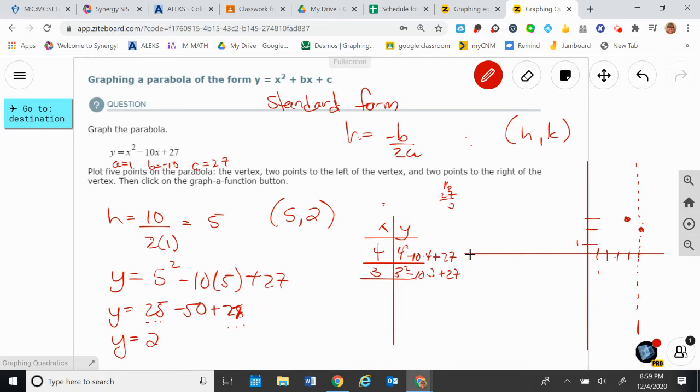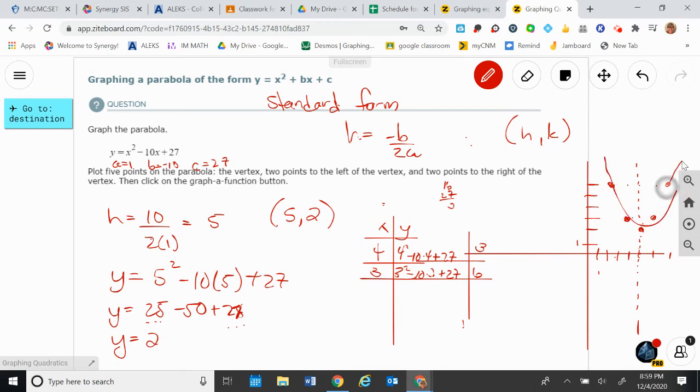So now 3 squared is 9. 9 plus 27 is 36. And 10 times 3 is 30. So it's going to be 6. So that's 3, 6. Okay, and then you can just reflect it. This is 2 away. So there you go. This is 1 away. There you go. If I were to do that.